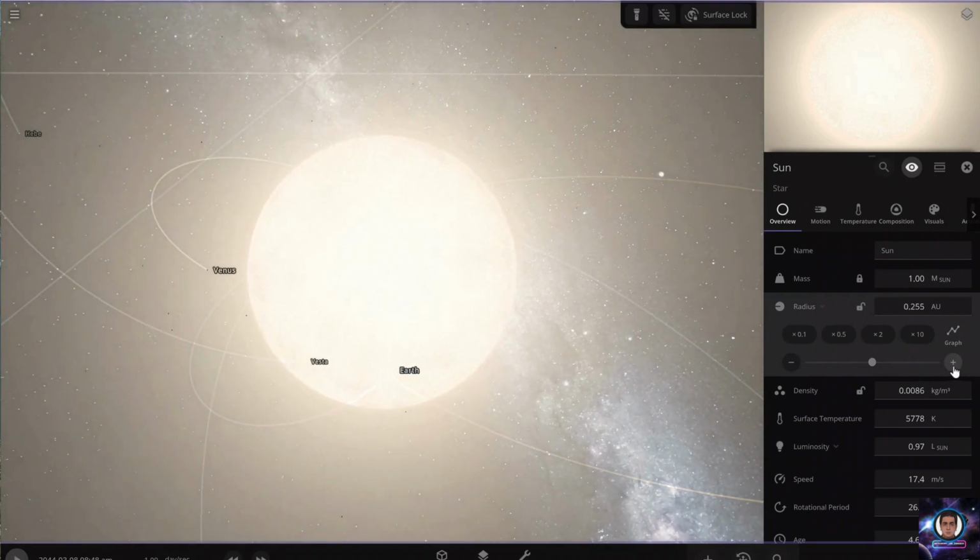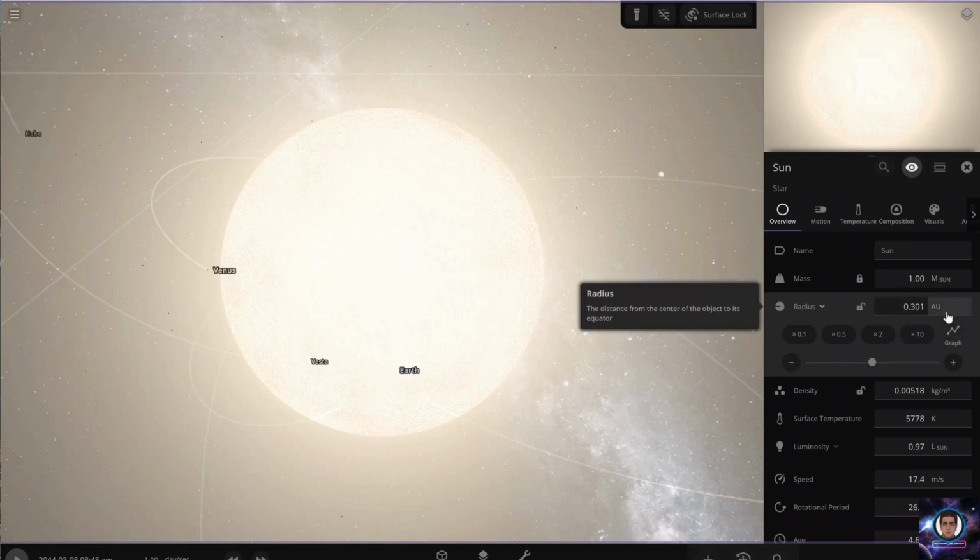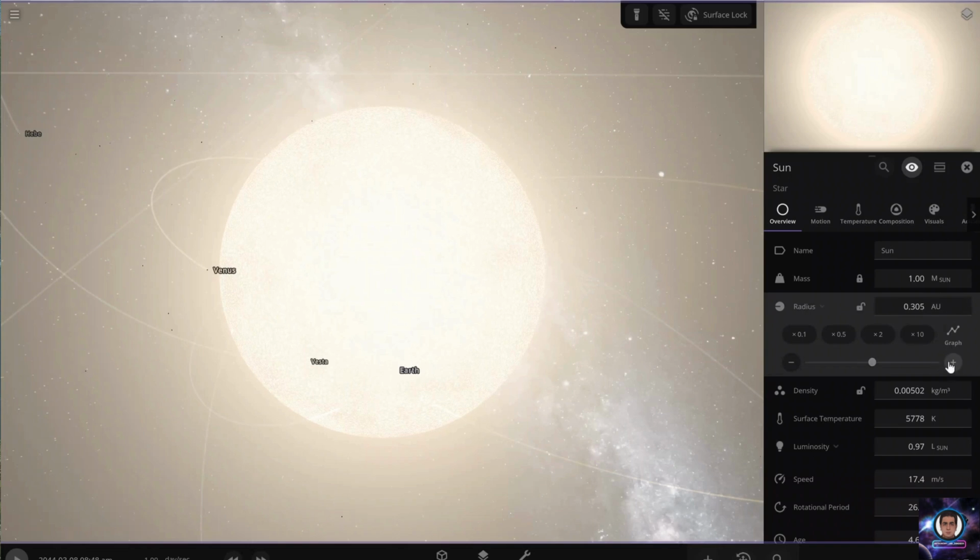So now the radius is around something like 1 AU, which is something like 150 million kilometers. So this is 30% of it. It can be maybe something like 45 million kilometers, and I'm still increasing it.